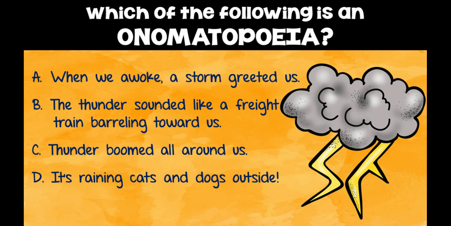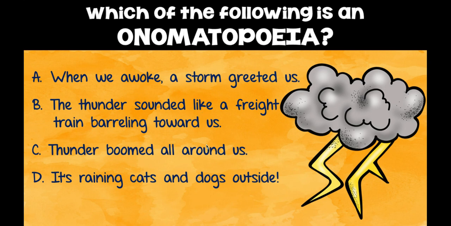Okay, let's go ahead and look at these choices. A, when we awoke, a storm greeted us. Storms can't really greet us. That's something only people can do. So A is actually an example of personification, which we will discuss tomorrow. B, the thunder sounded like a freight train barreling toward us. If you said that was an example of a simile, that is correct. You're comparing the thunder to a freight train using the word like.